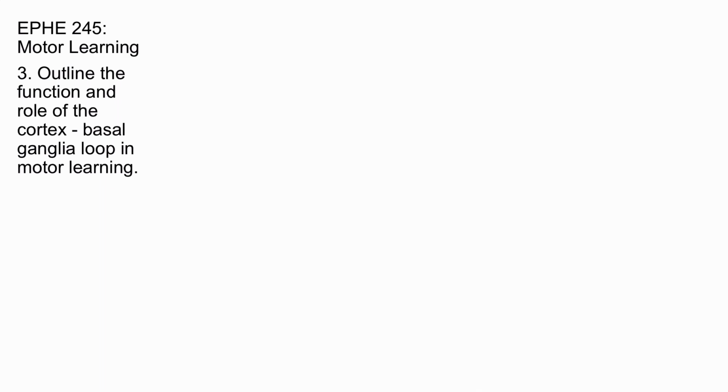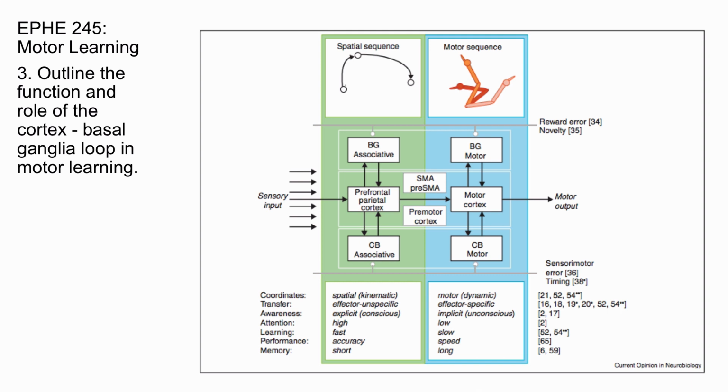Outline the function and role of the cortex basal ganglia loop in motor learning. This is a pretty complex schematic, but essentially what you're looking at is the motor system in the middle with the pre-SMA in the motor cortex sending signals to the motor cortex directly, which leads to motor output.